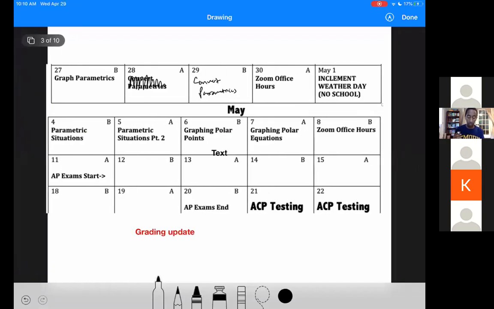Here's where we're at in the calendar right now. Crazy, we're getting close to the end. Today is the 29th. Converting parametrics is what we're looking at today. Then tomorrow, Zoom office hours. Friday, no school. Next week, we're going to do the word problems of parametrics Monday and Tuesday, and then we'll close out with our last unit, which is polar equations. And then your AP exam starts the following week, and that's just going to be a review time. No new lessons there.